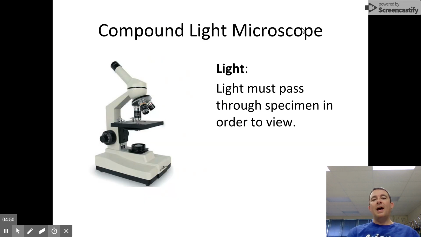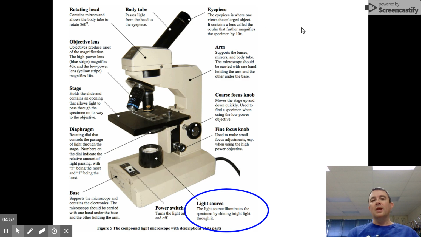Now, it's also called a light microscope because in order to see anything, light has to pass through the specimen that you're trying to view. And modern day microscopes have a power cord and some sort of electrical, usually a fluorescent light bulb that you can switch on and off with the power switch here.